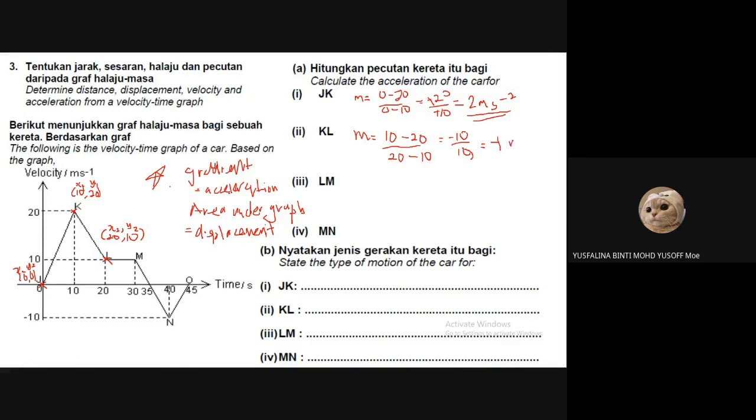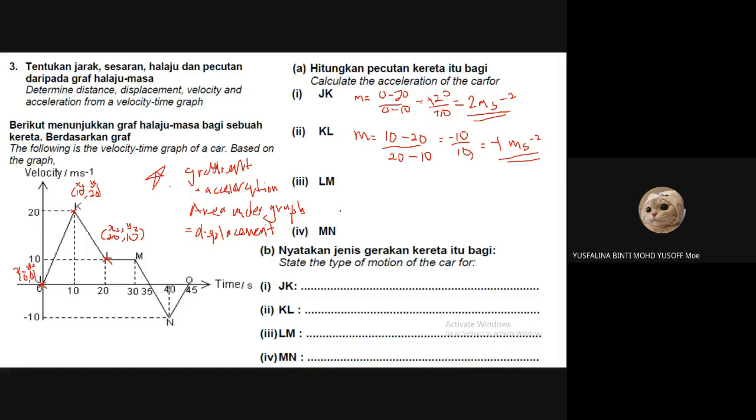Negative 1 ms⁻². Don't forget the unit. How do you get 0? I counted the L. Right, so LM. Yeah, LM is 0.